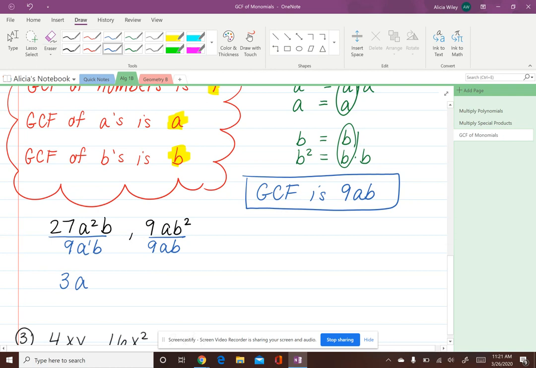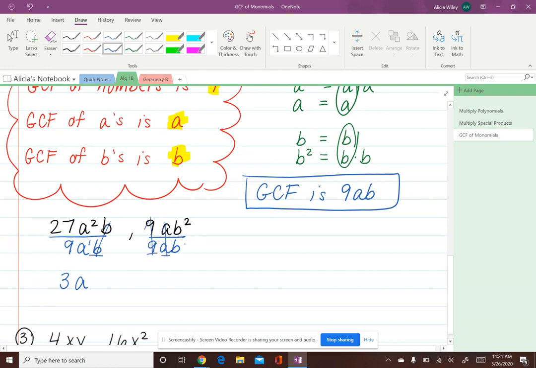B over b, that would cancel out. It would be b to the 0, but b to the 0 is just 1. So that goes away. 9 divided by 9 is 1. You don't have to write the 1. A divided by A, also 1. So basically this cancels out because they're 1, right? So think of them as 1.